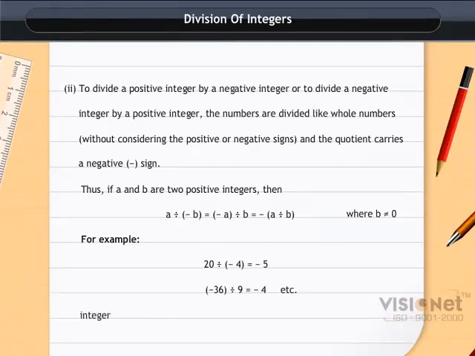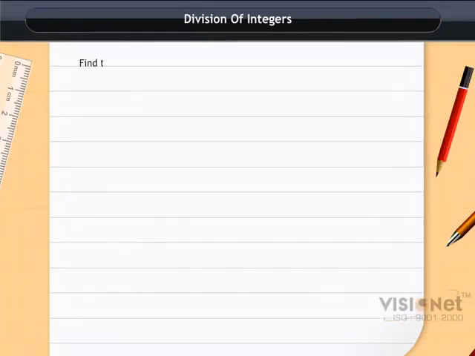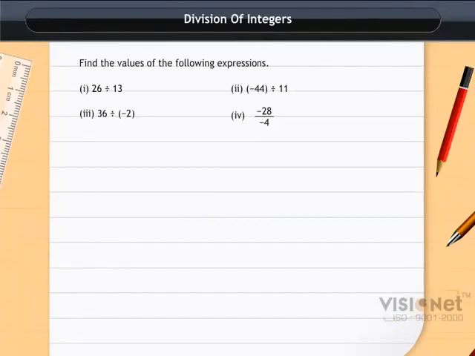When an integer is divided by another negative integer, the numbers are divided like whole numbers. Find the values of the following expressions. 26 divided by 13, minus 44 divided by 11, 36 divided by minus 2, minus 28 divided by minus 4, (23 plus minus 7) divided by 8, 48 divided by (minus 6 minus plus 2).